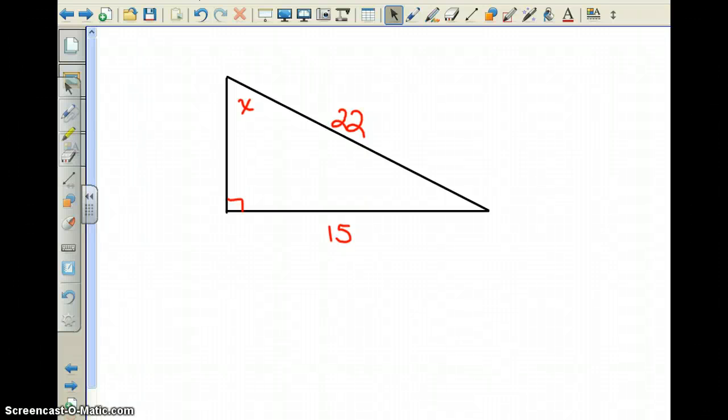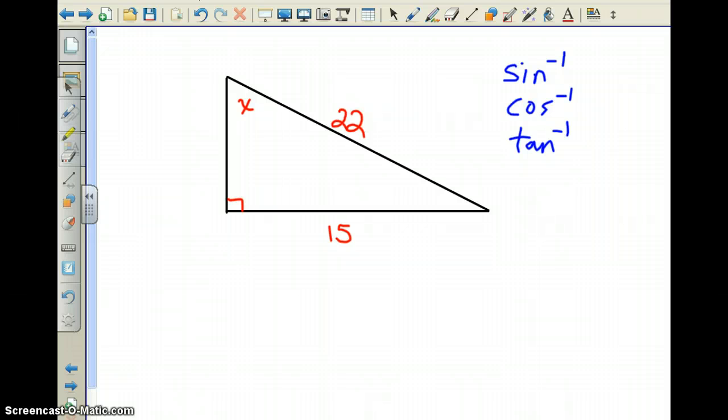Not only do our trig ratios allow us to find sides of right triangles, they also allow us to find angles of right triangles. And in order to do that, we're going to be using the inverse trig functions, or sin^-1, cos^-1, tan^-1. And those are found on your graphing calculator or any calculator by going second sine, second cos, second tan.